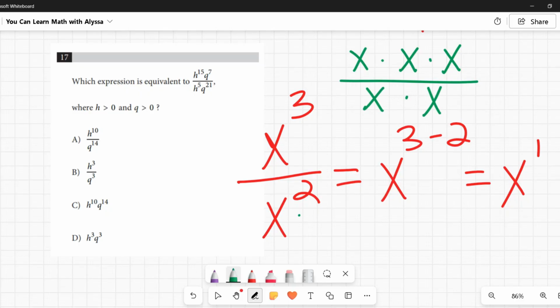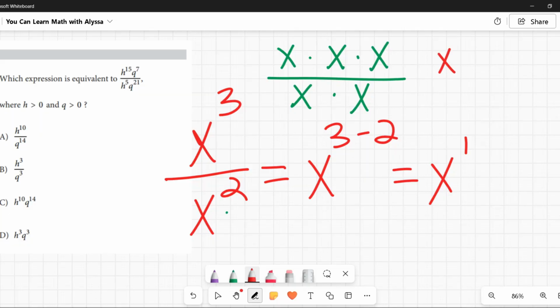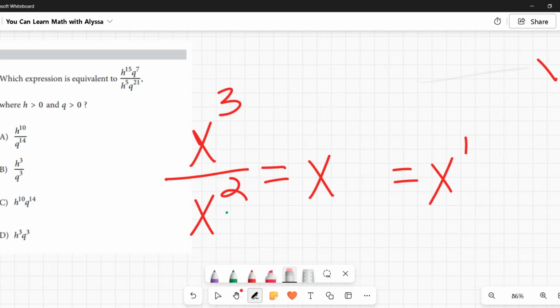And when we have things multiplying on top and bottom, we can cancel out matching things that are being multiplied, not added or subtracted, multiplied. So here I have an x and an x, cross them out, an x and an x, cross them out, and just one x is left. And if you really want to know why you can do that, you can split them up like this. You can say it's x over x times x over x times x over 1. X over x is just 1. X over x is just 1. 1 times x over 1. There's your exponent rule and explanation for the day.